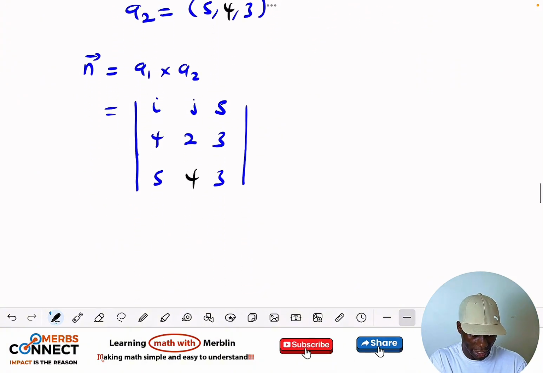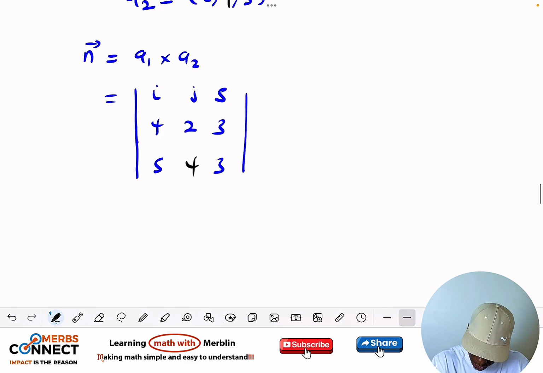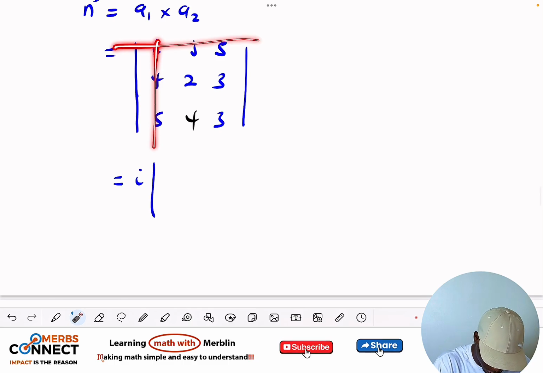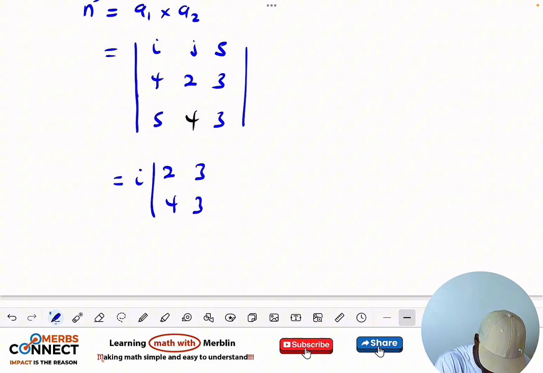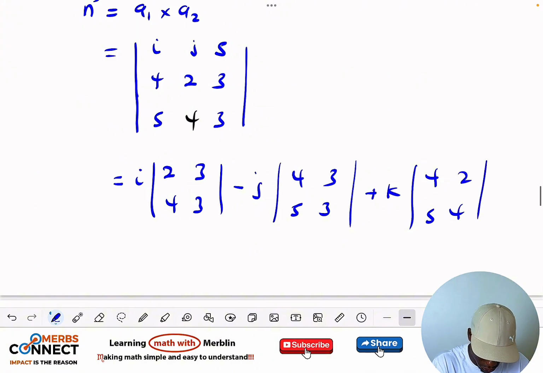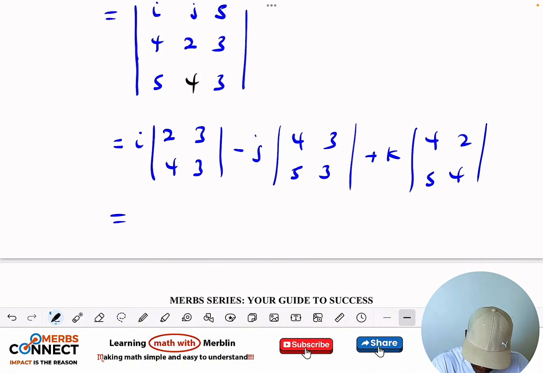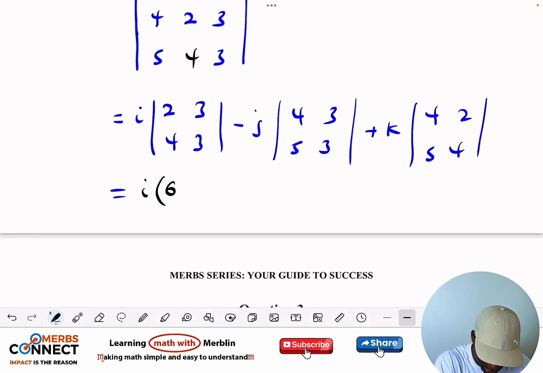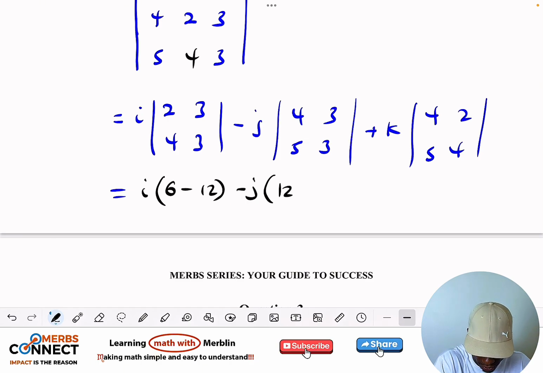Good. So now let's try and find the function. Let's continue. We are going to have 2, 3, 4, 3 minus j, and then this one is going to be 4, 3, 5, 3 plus k. This one is going to be 4, 2, 5, 4. So now let's simplify this. I will be 6 minus 12 minus j, 12 minus 15 plus k, 16 minus 10.